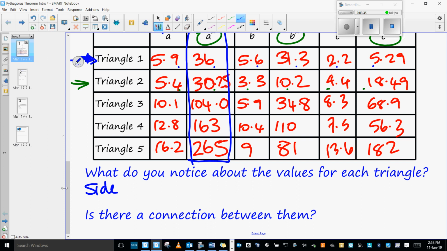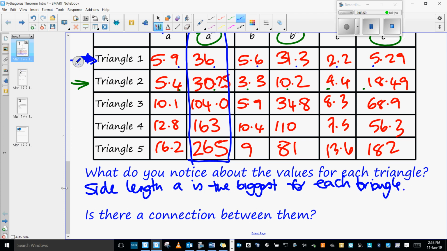Side length A is the biggest for each triangle. Start by length. Okay? So the side length A is the biggest for each triangle. Is B always the next biggest and C the smallest? No, okay, so that was a mix up, but it seems that A is always the biggest one.